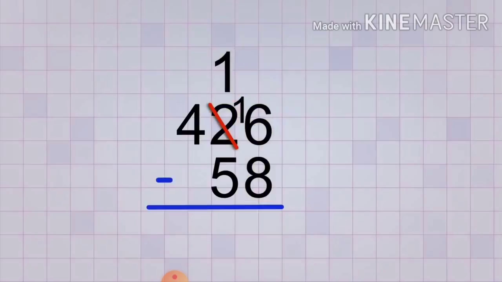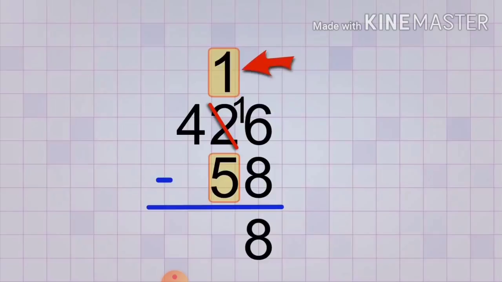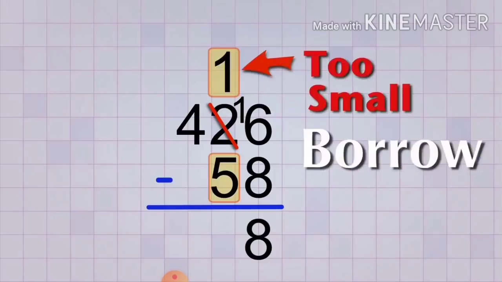Okay, now we can subtract from the first column. 16 minus 8 equals 8. Now for the tens place. Since we borrowed from this column, it's become 1 minus 5. But again, the top number's too small, so we'll have to borrow again.